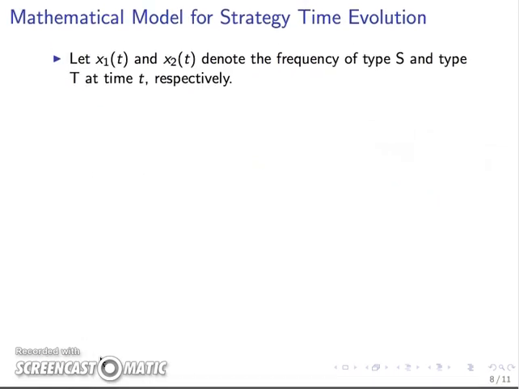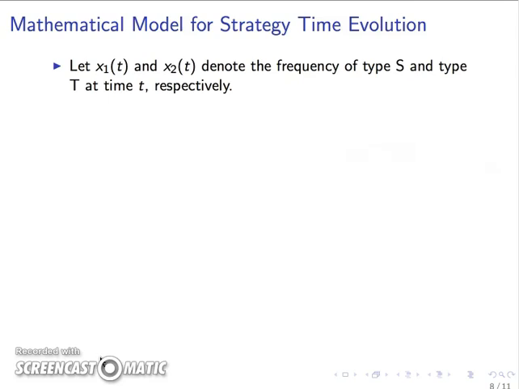Okay, so this was an illustration of two types and how the fitness may depend on the relative abundance of the types. And now we're gonna derive some equations. So we're gonna use some notation. We're gonna use subindices to denote the frequency of one type and another type. So those with type S are going to be quantified by x sub 1, and those with type T are going to be quantified by x sub 2.